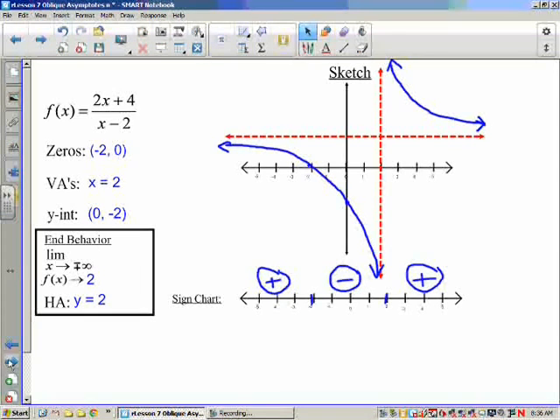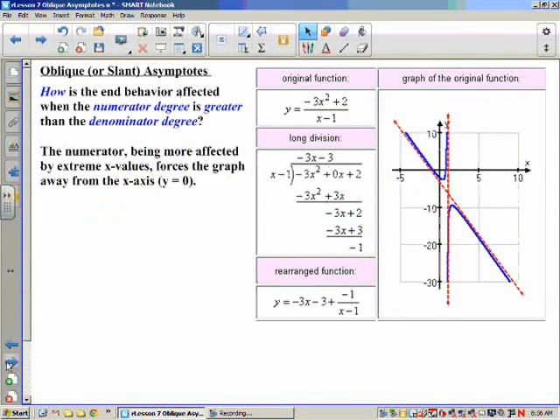In today's work, we're going to get an oblique asymptote, sometimes called a slant asymptote. Now, how is the end behavior affected when the numerator degree is greater than the denominator degree? The numerator being more affected by extreme x values, you're squaring it as opposed to just linear, it's always at least 1 degree higher on the top. It gets affected more by those large values.